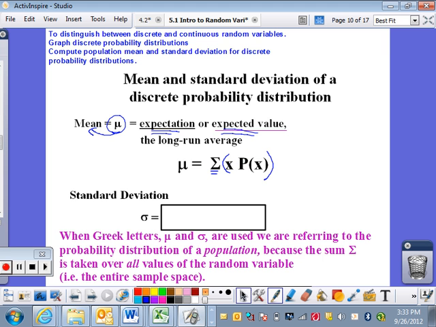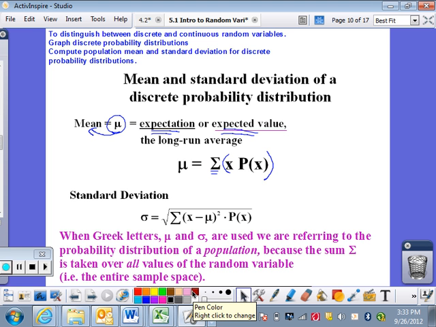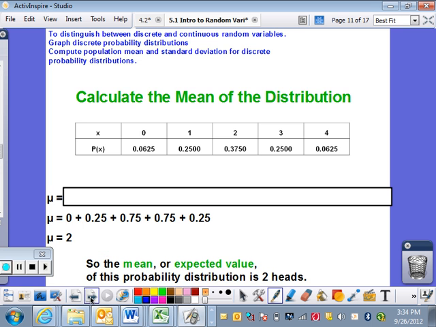Okay, and then the standard deviation formula is the one right below it. It's going to be a little bit more difficult. We're going to have the sum of, and we're going to go back to making those columns the long way. Okay, each x value minus the mean, subtract them, and then you square them, and then we multiply by a number, and we're going to see that. But basically, the Greek letters mu and sigma are used because it's population. And on the next page, I'm going to show you how to calculate the mean.